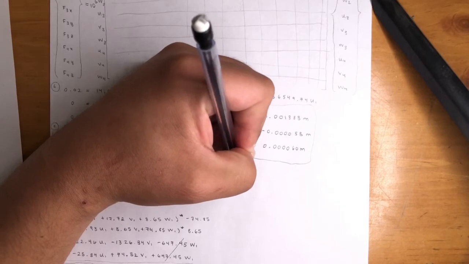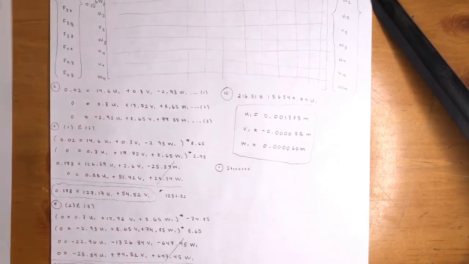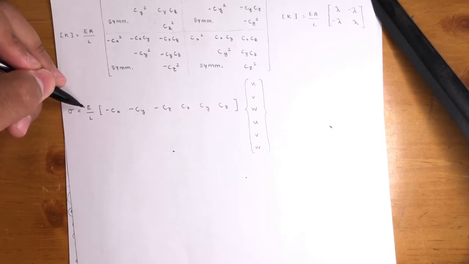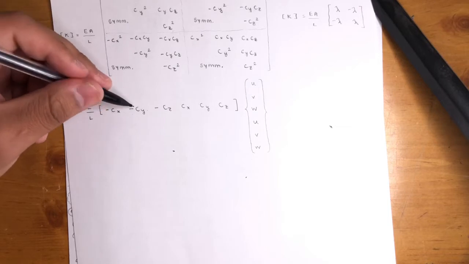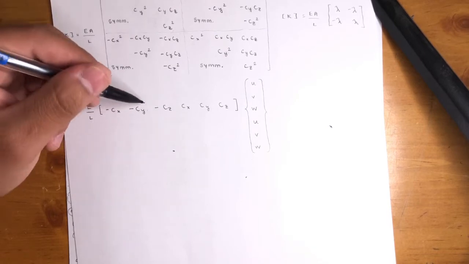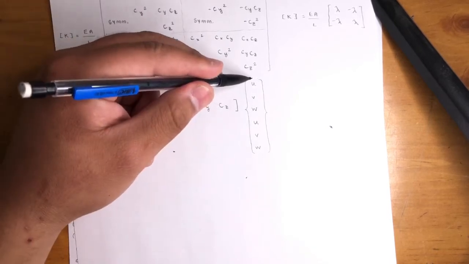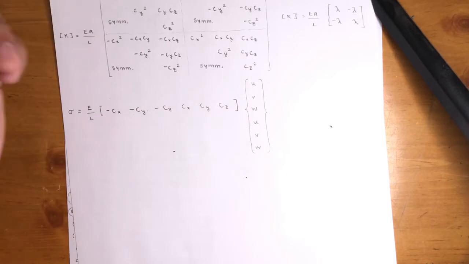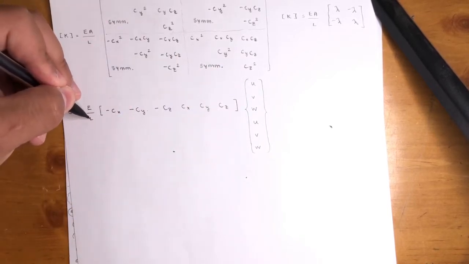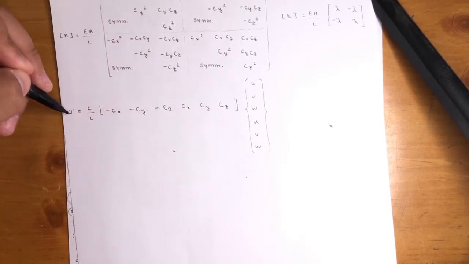Now let's go ahead and find the stresses. So we use this formula, right? It's E over L. This has units of Newton per meter cubed. This is dimensionless, right? It's distance over length, so it's just distance over distance, so it's dimensionless. And this is meters, distance, right? It's a displacement vector. So Newton per meter cubed times a meter will give you Newton per meter squared.